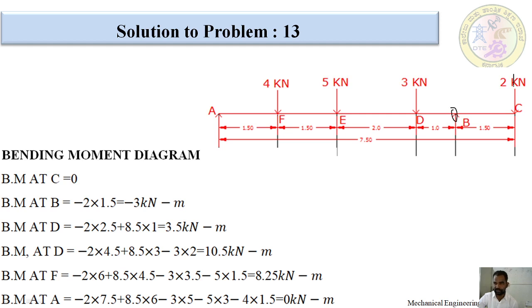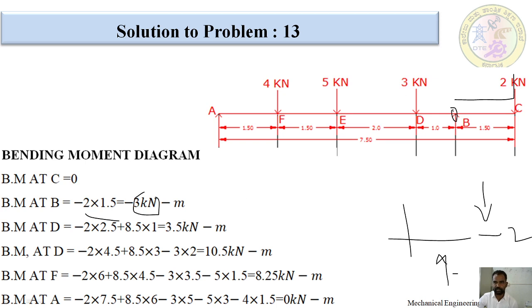At B point this is negative into this distance. Why are we taking negative? Because in bending moment calculation downward force is taken as negative and upward force is taken as positive. This is downward, negative into 1.5. The value is negative 3 kilonewton meter.